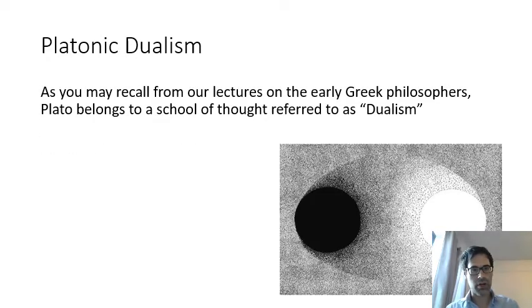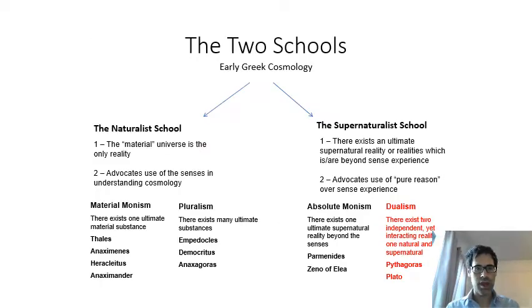As you may recall from our lectures on the early Greek philosophers, Plato belonged to a school of thought referred to as dualism. And you may also remember this diagram here. As we can see in red, Plato belongs to this school of dualism, which argues that there exist 2 independent yet interacting realities, one natural and one supernatural.